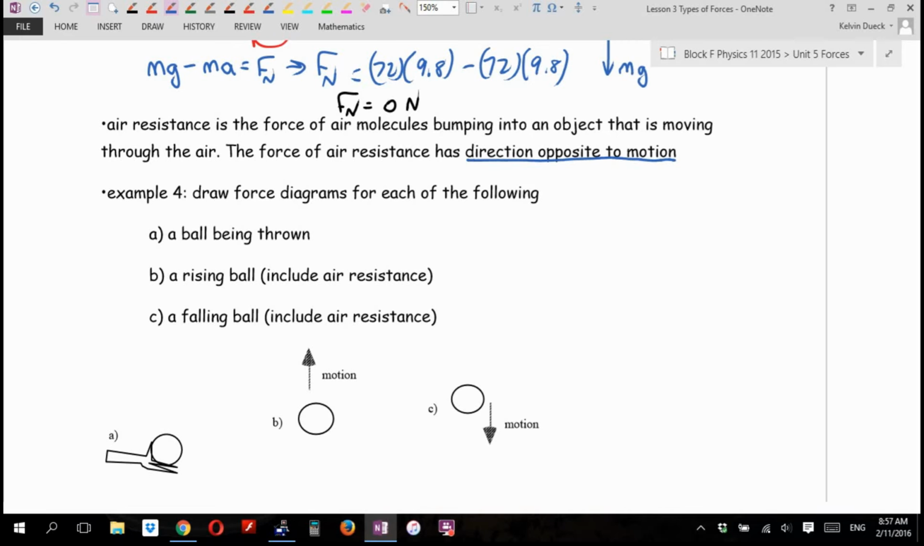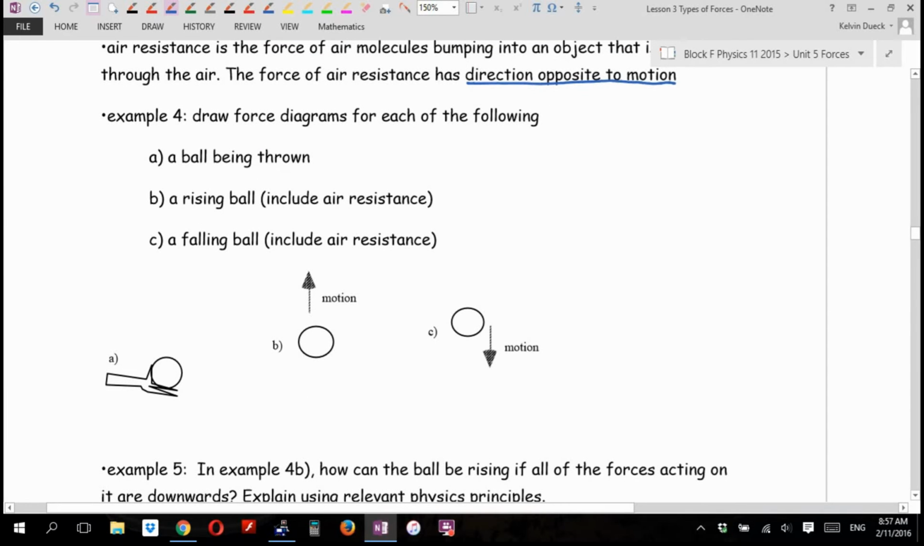So it says, draw force diagrams for each of the following: a ball being thrown, a rising ball, and we're going to include air resistance, and a falling ball, and we're going to include air resistance. Alex, what we're talking about is the ball being thrown, this part, before it leaves my hand. Part B is right there on the way up, so right here. Part C is right here, but on the way down.